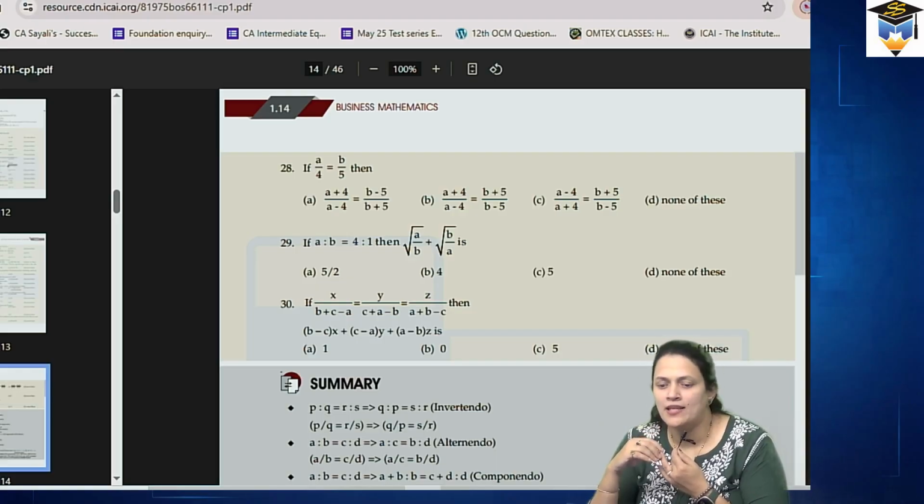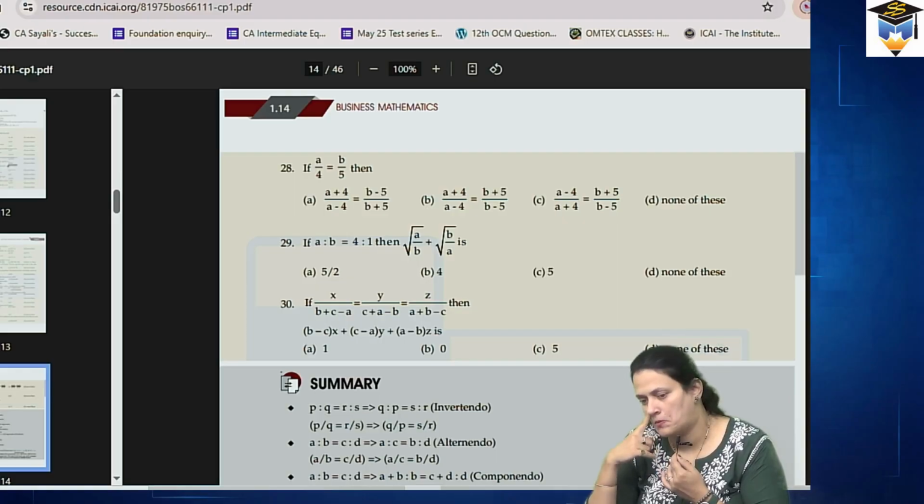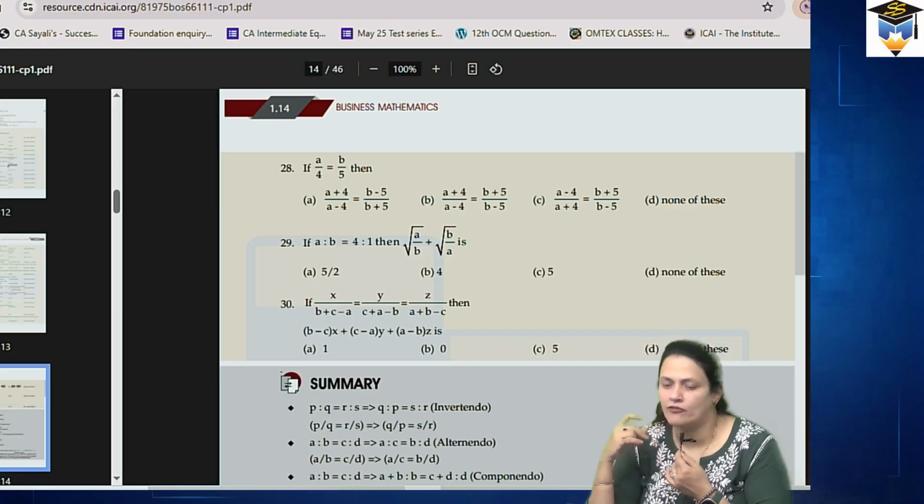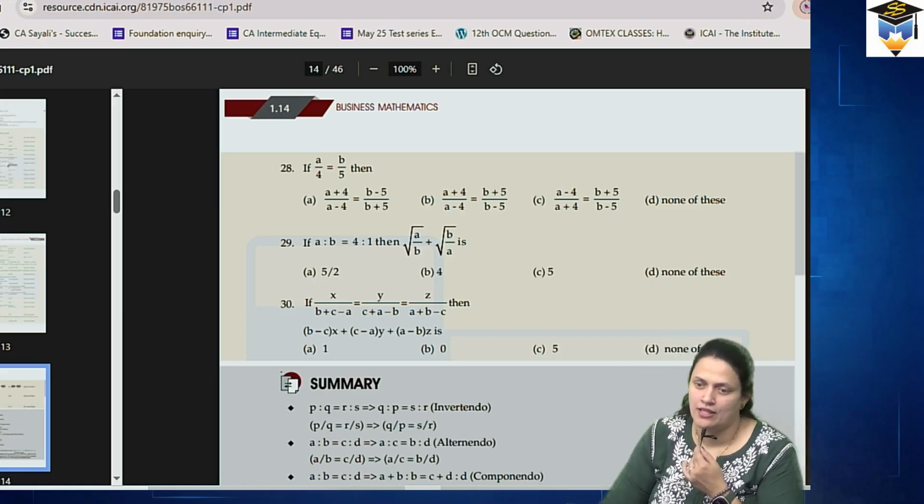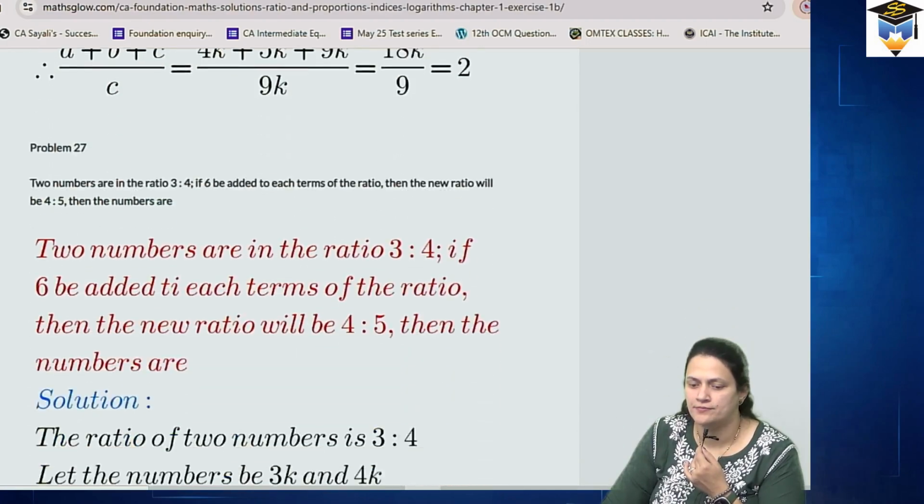Now A by B is given to us as 4 by 1. You have to find out square root of A by B plus square root of B by A. So substitute: 2 by 1 plus 1 by 2. That is 5 by 2. 5 by 2, A is the correct option. I'll show you the 29th sum.